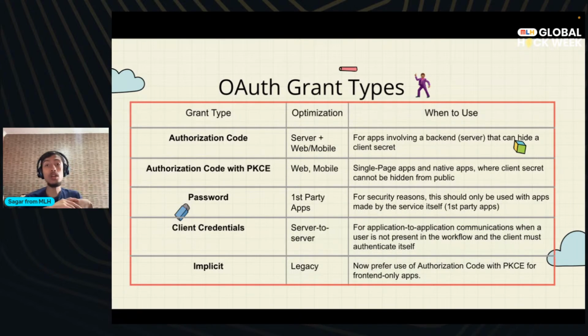We also have password, which is mostly just a plain password that we can use, but please only use this if you just have a first party application. So if your application is not accessed by anyone else and it's just internal services, then password would be good because all of your services are first party, so you are not exposing that to the public or anyone else. So in that case, password would be a good grant type.